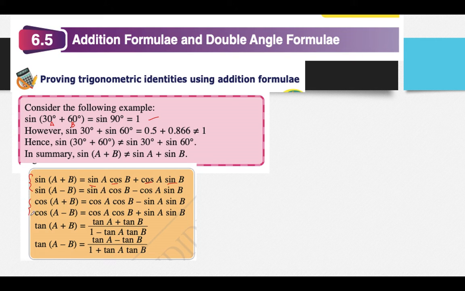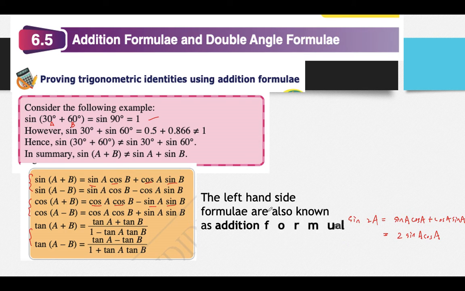For cos, it will be cos cos, sine sine. But for cos, if here plus, it will be minus, and if here minus, it will be plus. For tangent it will be tangent A plus tangent B over 1 minus tangent A tangent B. Just remember, and these formulae will be given in your formula paper during your exam. The left-hand side formulae are known as the addition formulae.